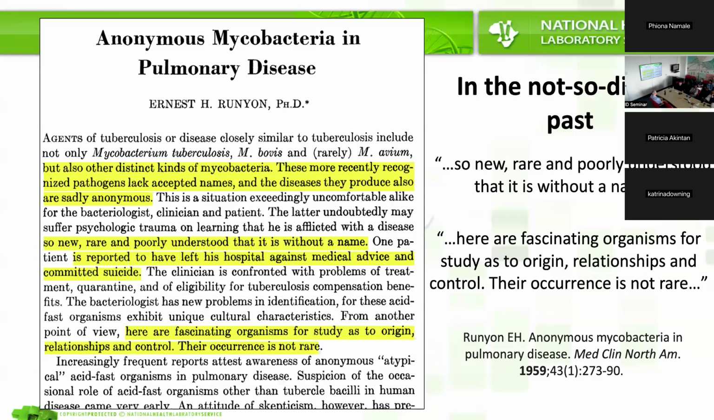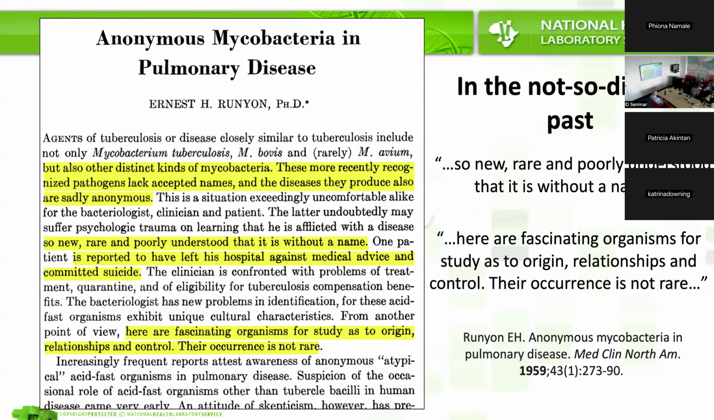So I always start with this article. I think it's one of my all-time favorite articles, definitely in my top 5. It was written by Prof. Runyon. For those of you who are not familiar with Prof. Runyon, we still use his classification in the laboratory with the fast and the slow growers. In the not so distant past, he wrote this article in the 1960s.